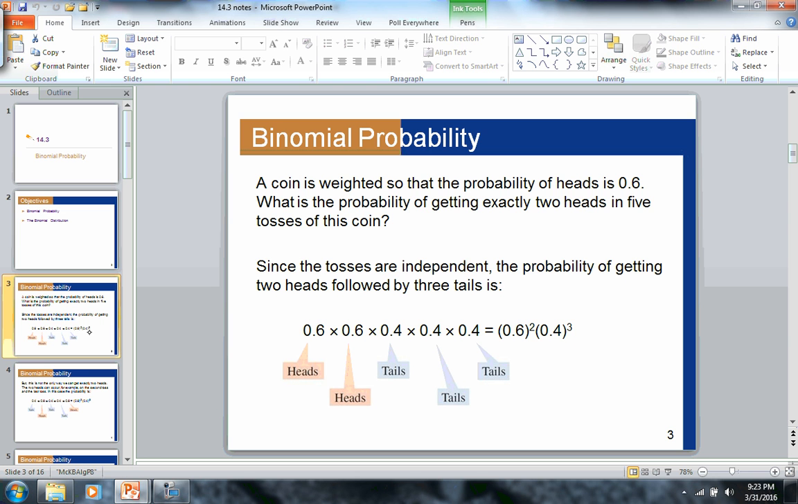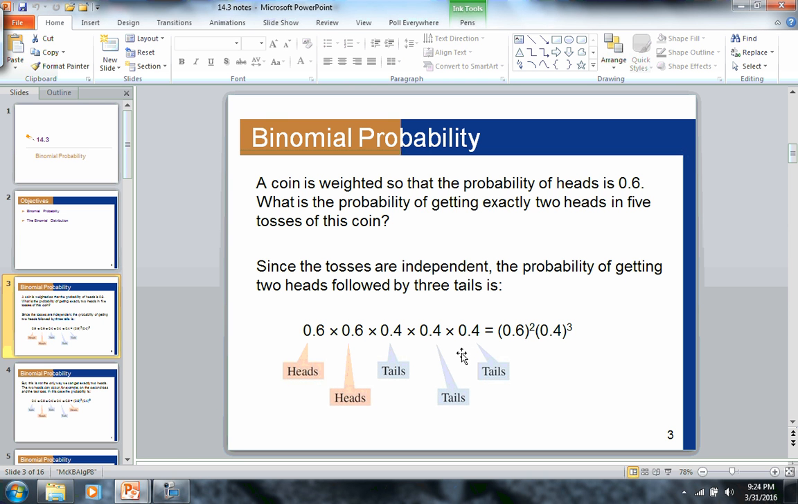So let's say that a coin is weighted so that the probability of heads is 0.6 instead of being 0.5. So what's the probability of getting exactly 2 heads in 5 tosses of the coin? So here we have an unfair situation where it's not equally likely that both of these events are going to happen. So when you want to flip the coin and get heads, you're going to have 0.6 and 0.6. Anytime you get tails, that's going to be 0.4, 0.4, 0.4.